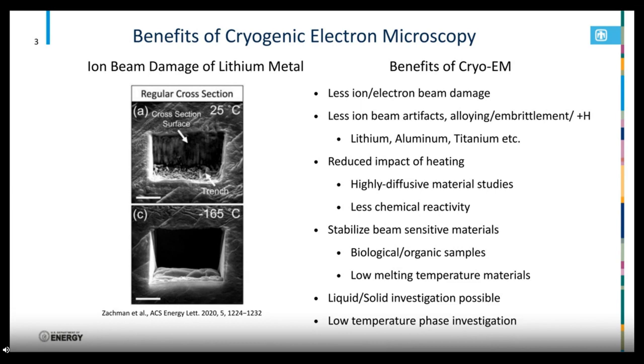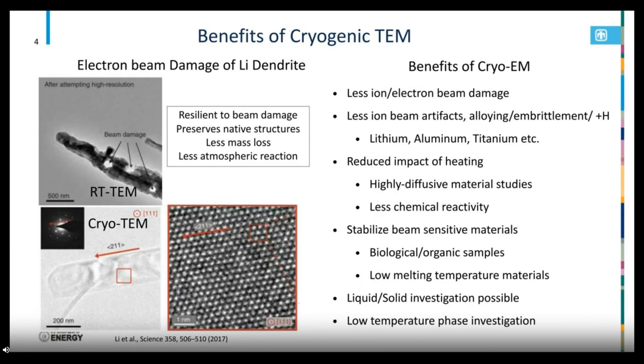When it comes to electron beam damage, say in the TEM, let's say we're looking at lithium metal dendrites. You can see in the top left image a slightly corroded lithium metal dendrite that has holes in it that formed during high resolution imaging. Whereas on the bottom, the lithium dendrite is fully metallic throughout the thickness of the sample, and you can image it to atomic resolution fairly readily. So it's really nice for that.